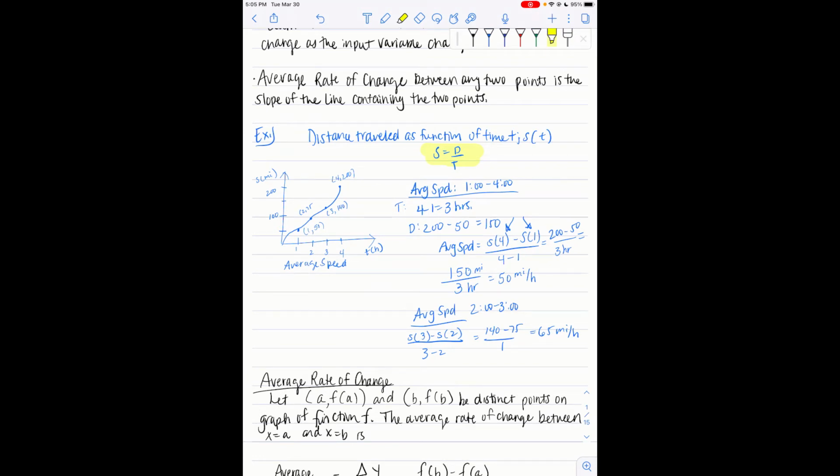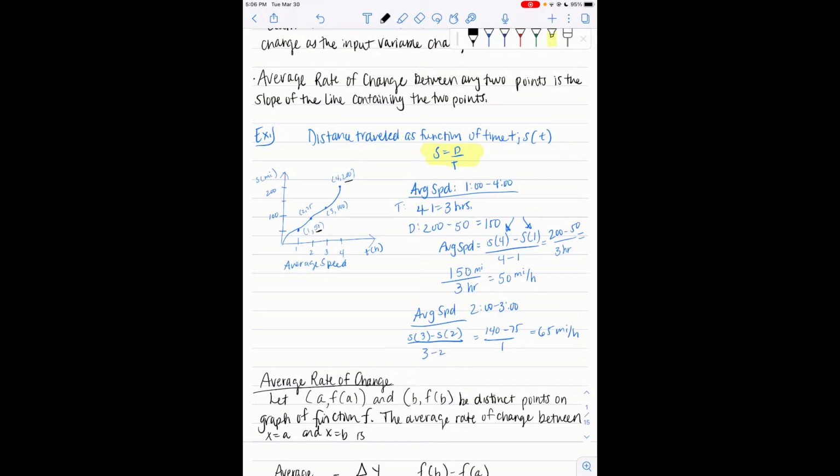calculate the average speed from 1 to 4 p.m. Our x-axis is the time, and then the y-axis is the distance in our graph. So we could calculate time. If it's from 4 to 1, we do 4 minus 1, which is just 3. And then to find our distance, at 4 o'clock, we traveled 200 miles, and then at 1 o'clock, we traveled 50 miles. So we do 200 minus 50, which is 150.